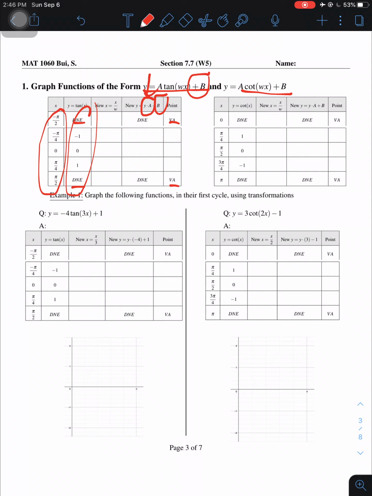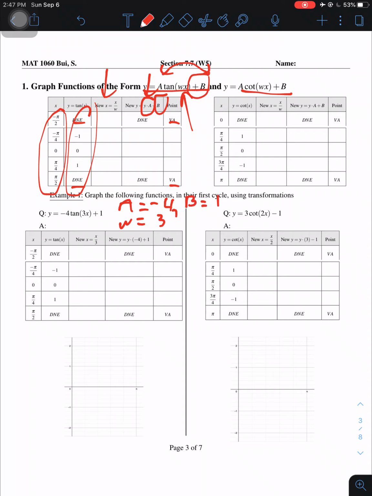So make sure that A and B, because they are outside of tangent, that means they are meant for Y, okay? And because W in here is inside tangent, that means it's meant for X, okay? So in here, to get the new X, we're going to do the same thing. X divided by W, okay? So it's pretty much what we have from the sine, cosine graphing table. So in here, I'm going to do it really quick. For the new X, first of all, let's identify the A, W, and B, right? So I have my A equals -4. My W equals 3, and my B equals 1, okay?